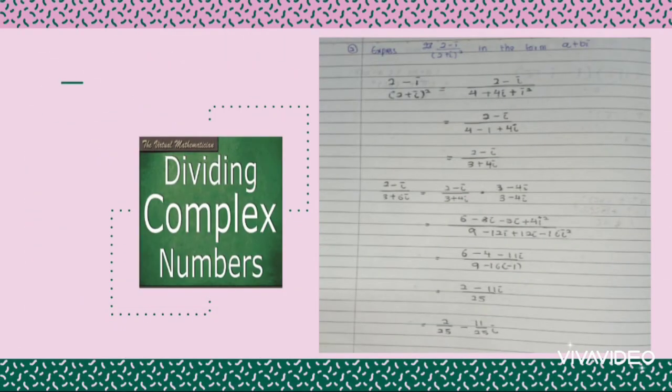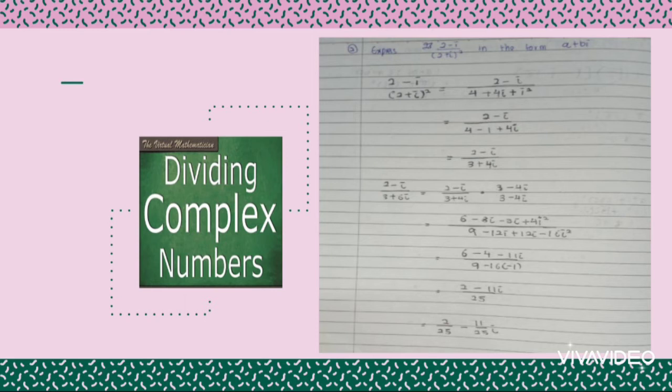In dividing a complex number, the denominator has to be transformed into a real number. This is done by multiplying the numerator and denominator by the conjugate of the denominator. In this question, the numerator is 2 - i while the denominator is (2 + i)².